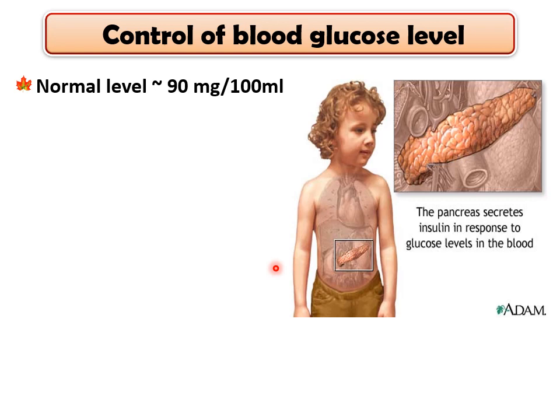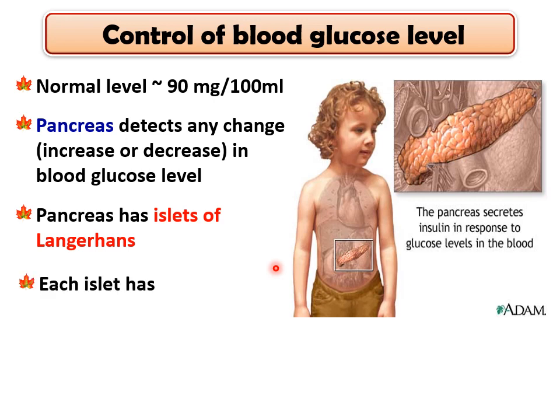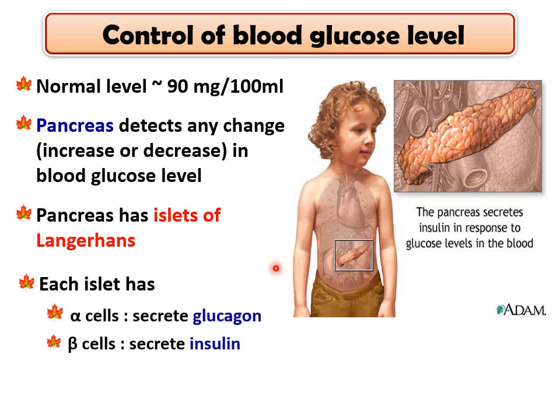Normal blood glucose level in human is about 90 mg per 100 ml of blood. Blood glucose level is regulated by islet of Langerhans in pancreas. So islet of Langerhans has alpha cells that secrete glucagon and beta cells that secrete insulin. So here this is the pancreas that secretes insulin in response to glucose levels in the blood. Insulin and glucagon are antagonistic hormones that regulate blood glucose level.